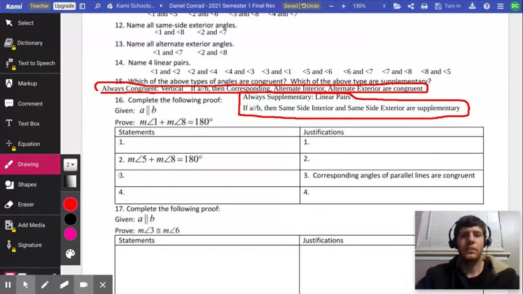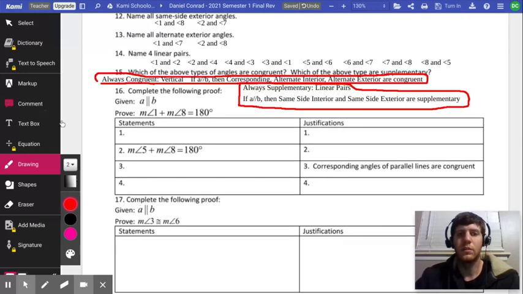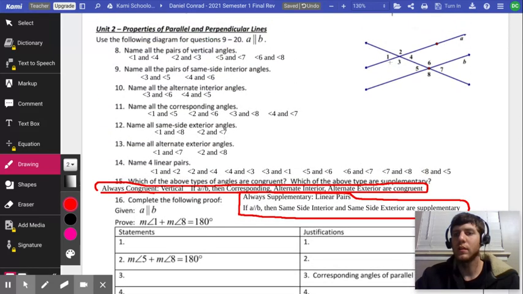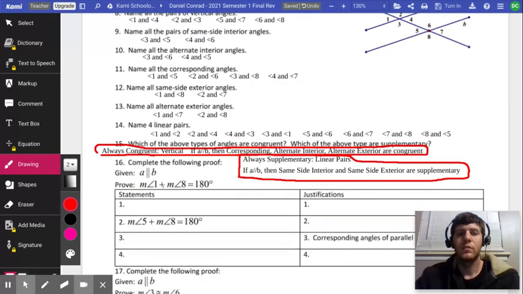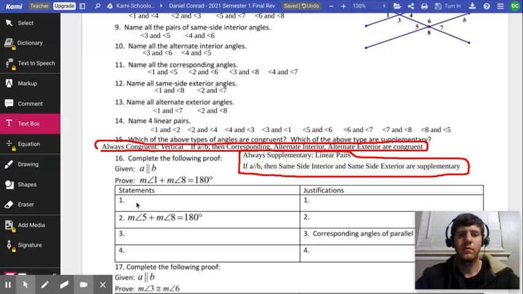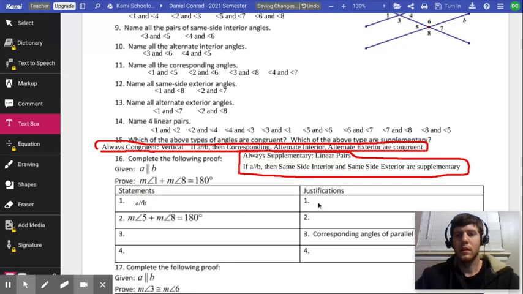Okay, number 16 here. Complete the following proof. Step 1 is your given. We're trying to prove that the measure of angle 1 plus the measure of angle 8 equals 180, using this diagram up here. Our A is parallel to B is our given, so we can type that in. So A is parallel to B. That is our given.